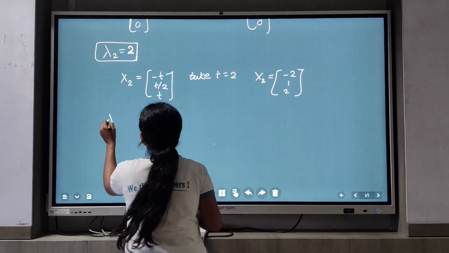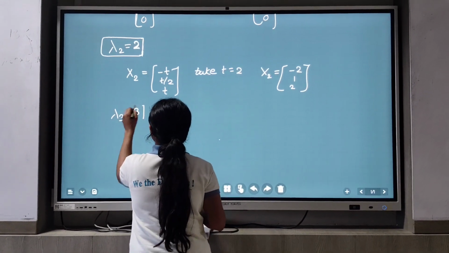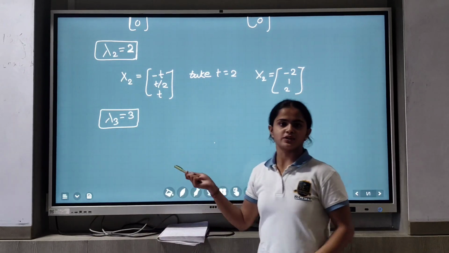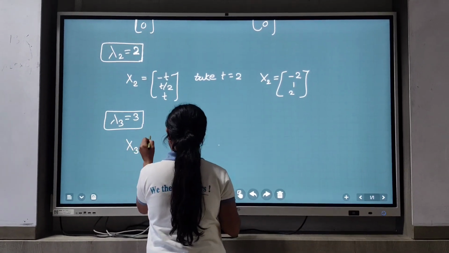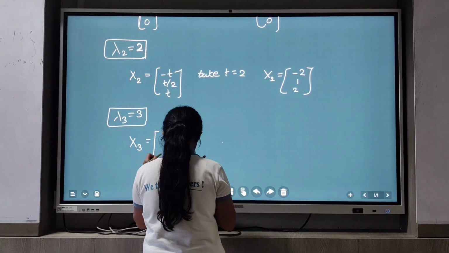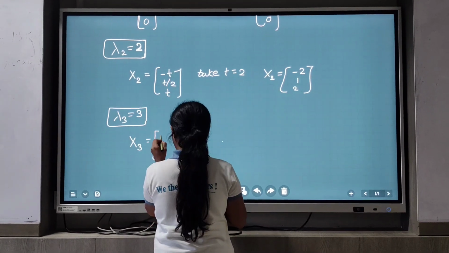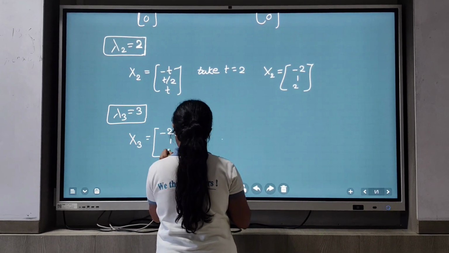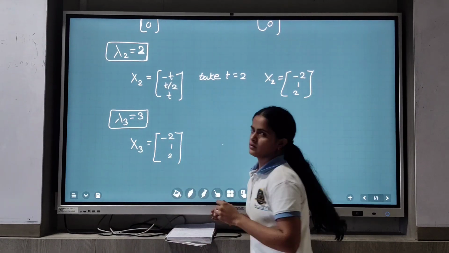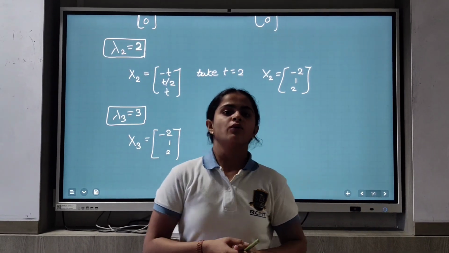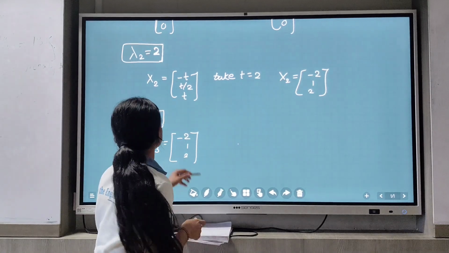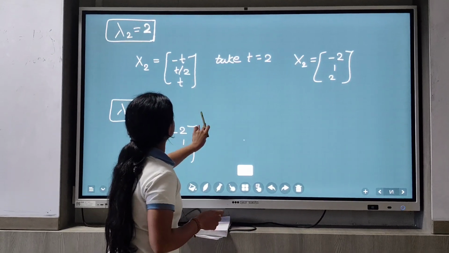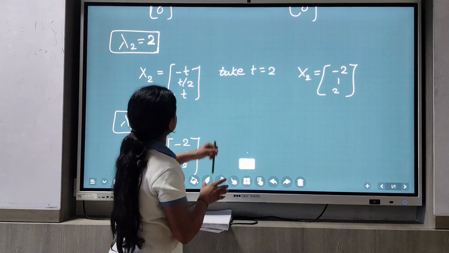Now for lambda 3, we do the same process. Similarly, I will finalize the answer for x3, that is 2, minus 1, 2. So we have seen how to find the eigenvalues and eigenvectors with this question. Just a summary of all.